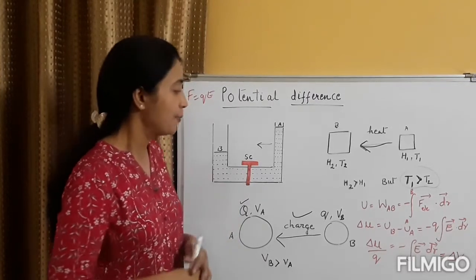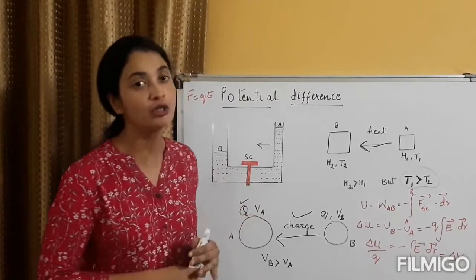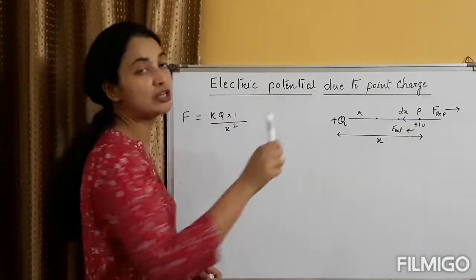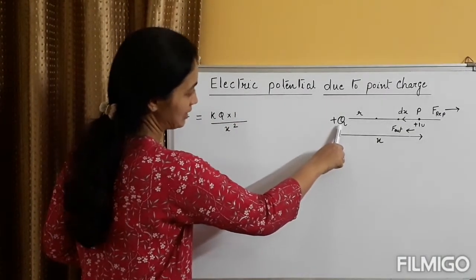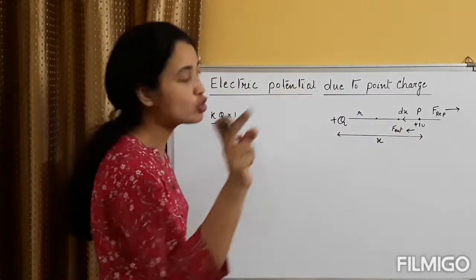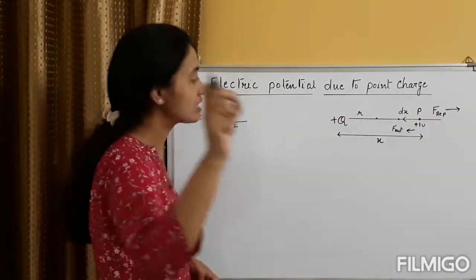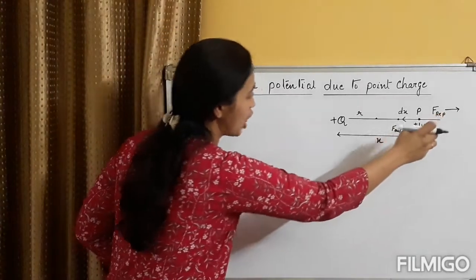Now we will see how this potential difference affects, and what is the potential due to a single point charge. Now we will see the expression for electric potential due to a single point charge. Consider the source point charge plus Q, and at a distance of x, as usual at the observation point P, we have taken 1 unit of charge, plus 1 unit. This can be coulomb, microcoulomb, whatever, but plus 1 unit of charge.